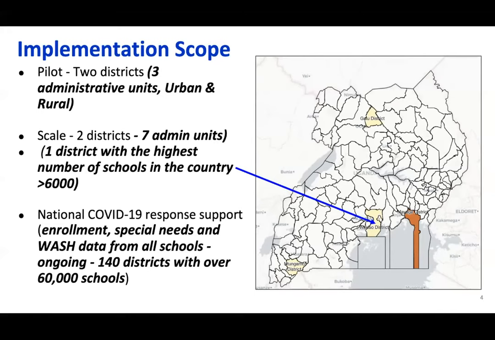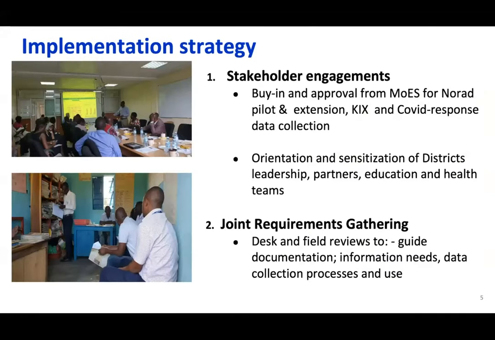So in the first pilot and the scale, the strategy, first of all, was to get buy-in, as Alpha mentioned. It was very key for the Ministry of Education to buy into the DHIS2 pilot, and later on the extension and the KICS, which focuses more on data analysis, as Taj will explore and share. And also even this COVID response data collection that is ongoing.